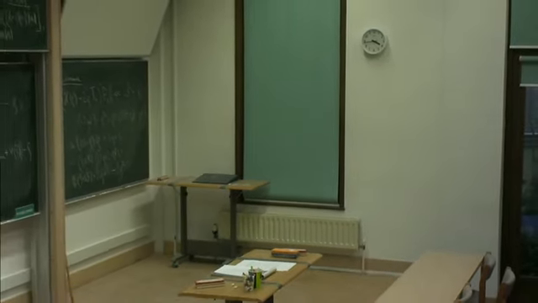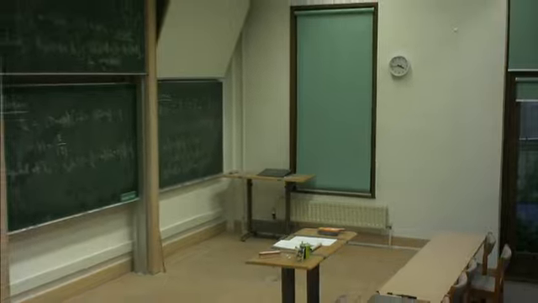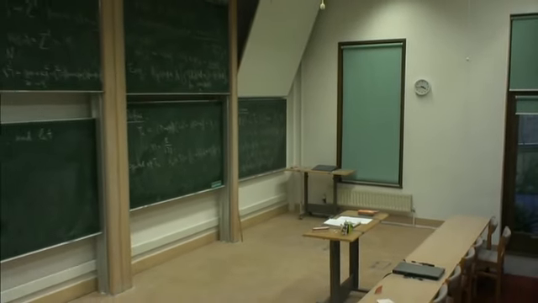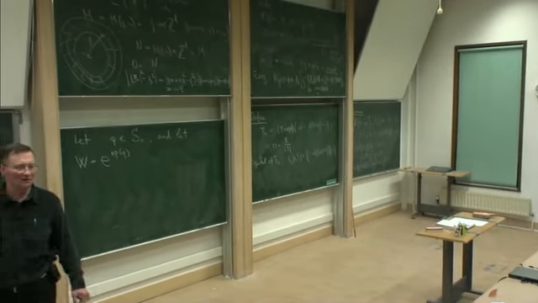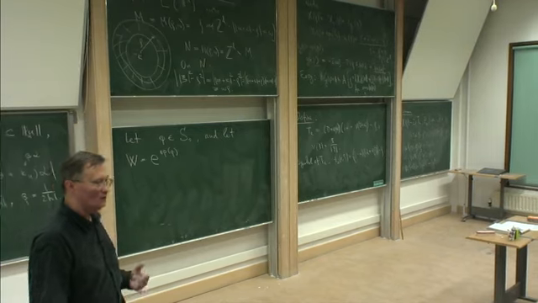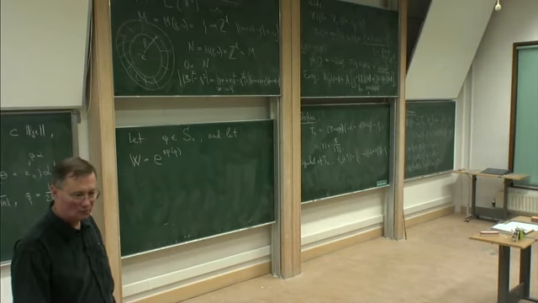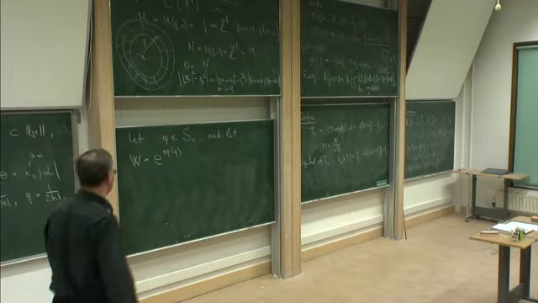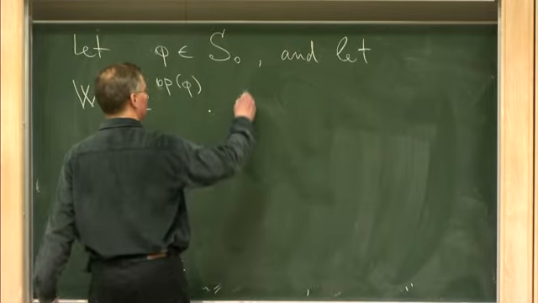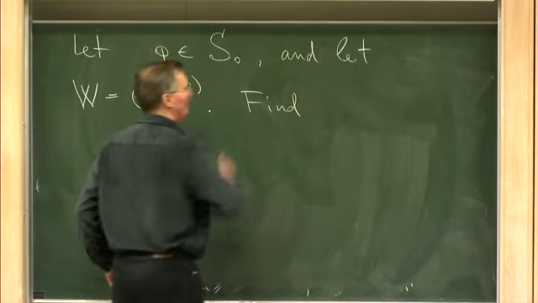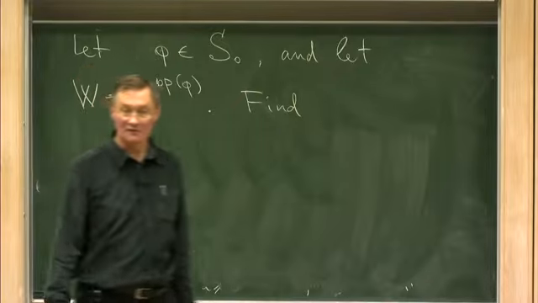I will define the following transformation. So this is the exponential of a pseudo-differential operator on the torus. And now, let's look at the similarity transformation.